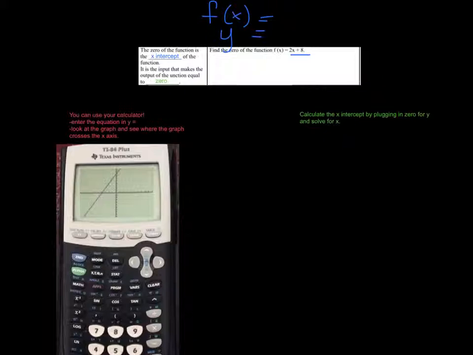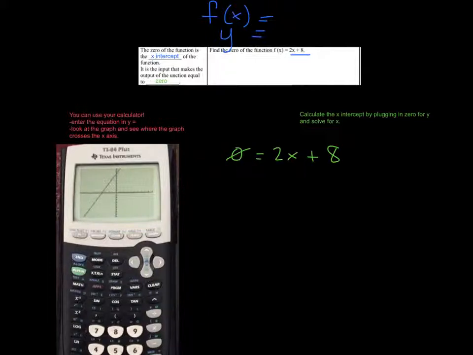So notice this graph is touching the x-axis right there. So we can actually count the little marks and see that this is crossing at what appears to be 4 on the x-axis. But we could also calculate that by just simply plugging in a 0 for y and solving for x. If we want the zero of a function, what we're looking for is what input, which means what x value, would make the output, which remember that means your y value, equal to 0. So I can calculate that by putting a 0 in and solving.